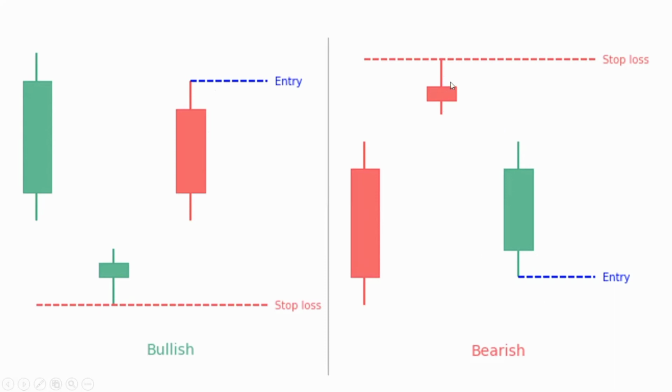Doji candlestick means an indecision candlestick. So most times an indecision candlestick is always created. You see a big move to the upside, then a doji candlestick or a pin bar candlestick will be created, then a drop to the downside, called a bearish abandon baby. So let's move on to the charts.